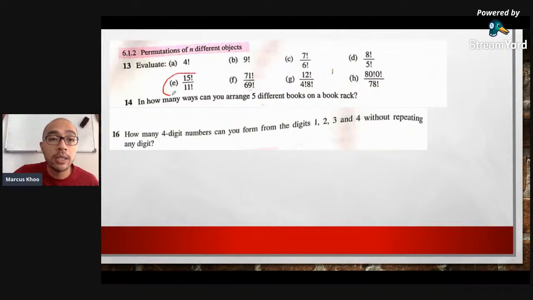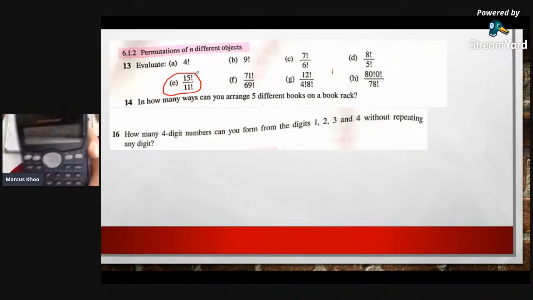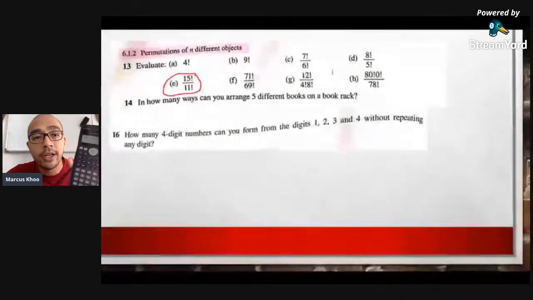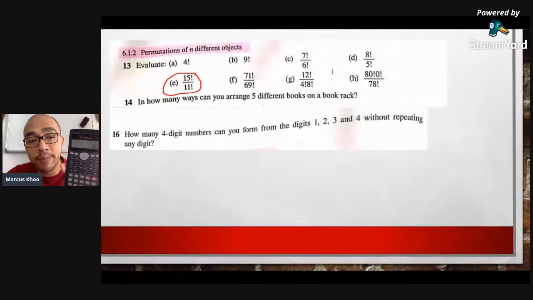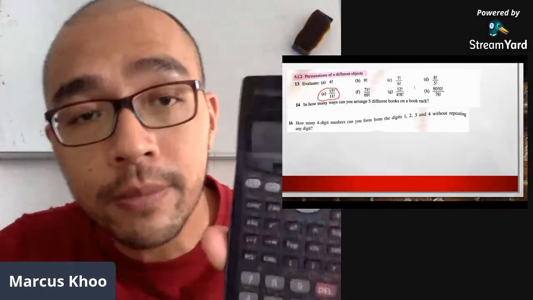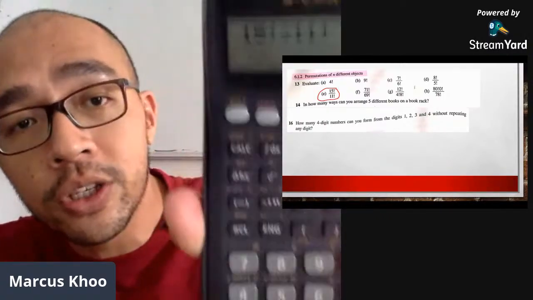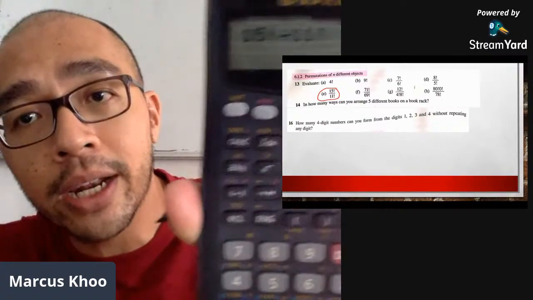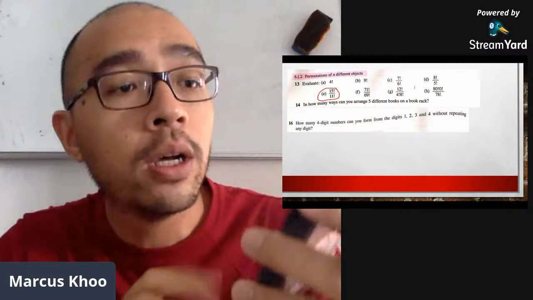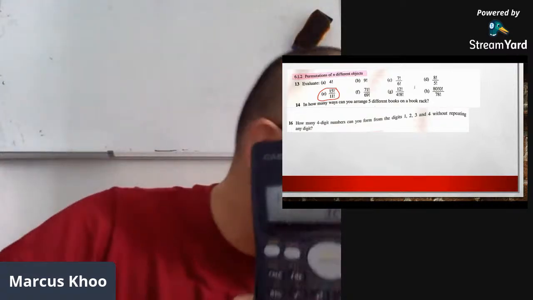What about question E? Question E is 15 factorial divided by 11 factorial. I know you can do 15 factorial divided by 11 factorial. Use divide, people, not per. Let me show you. Use divide and not per. So what you get is 32760.